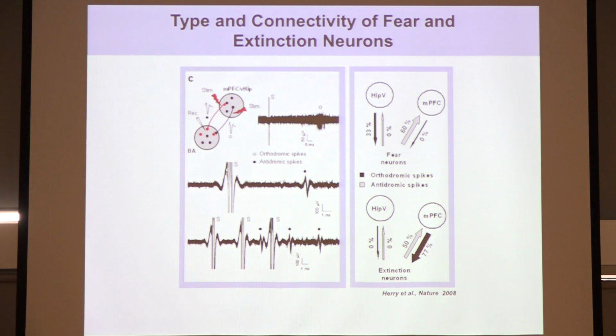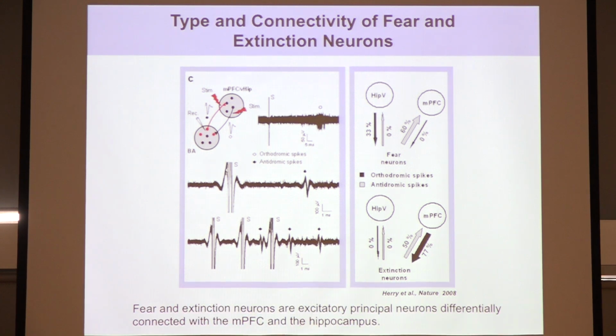Something I didn't mention: to realize this experiment, what you need to do is to first record the neurons during the behavioral experiment, and then we slightly anesthetized the animal, and we stimulated the prefrontal cortex or the hippocampus while recording from the neurons identified as fear and extinction neurons. Okay, so using this strategy, we were able to show that both fear and extinction neurons are excitatory neurons, and that they are differentially connected with the prefrontal cortex and the hippocampus.